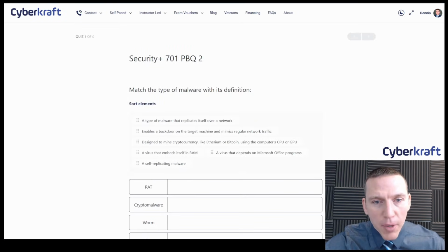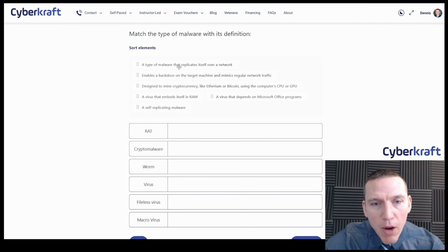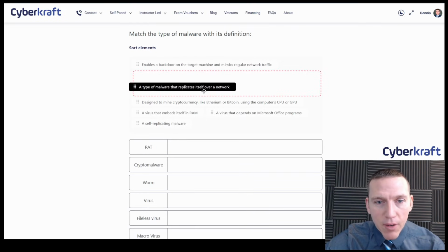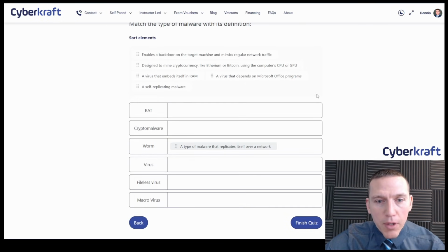You're doing drag and drop here. Match the type of malware with its definition. Okay, all right, a type of malware that replicates itself over a network. I think I just mentioned this is a worm. So do we have worm on here? Worm, okay. Type of malware that replicates itself over a network. Put that there. All right.